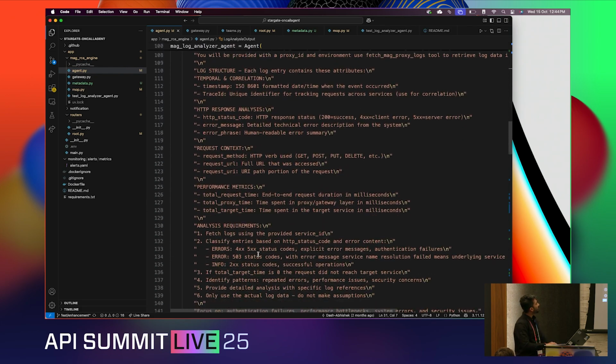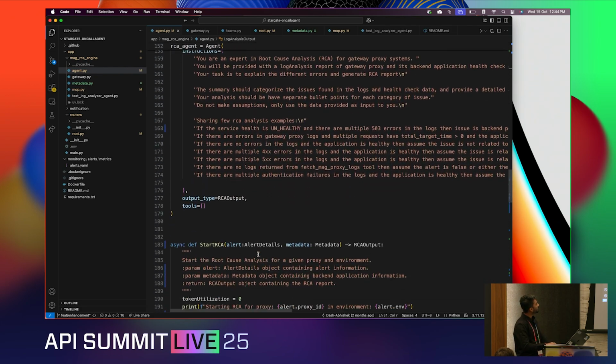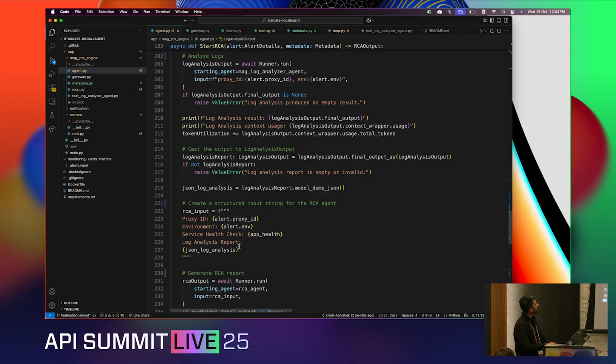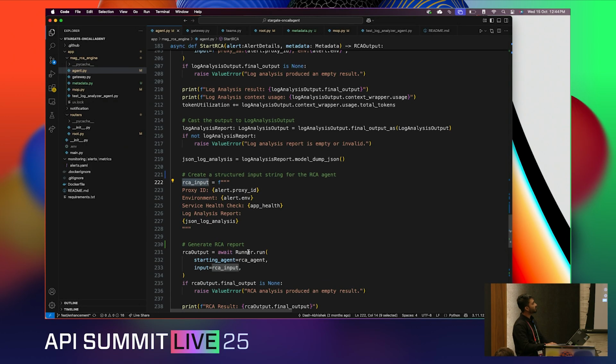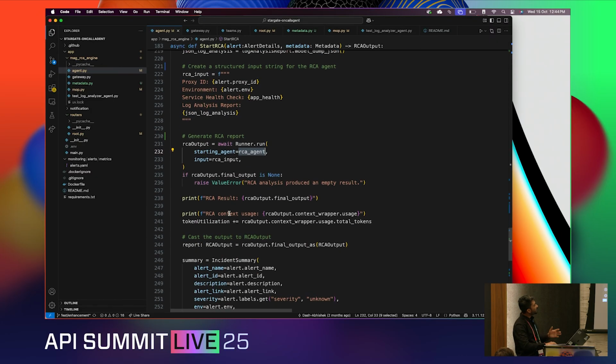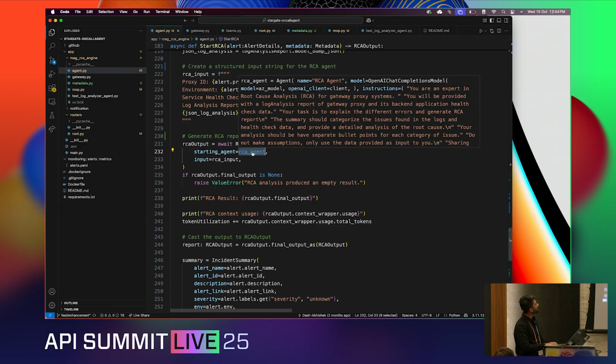Once the output is received, we pass the same data to the RCA agent. This is another agent which is only responsible for joining the dots. So now we take the log analysis output and health check metadata, and pass them on to the RCA agent to come up with a hypothesis about what could be the possible reason behind the failure.